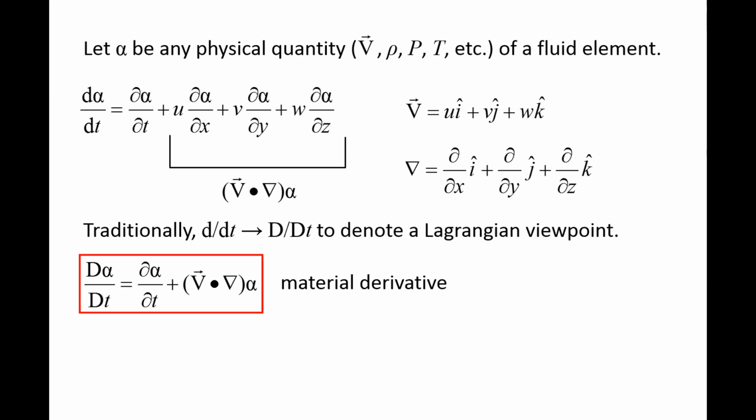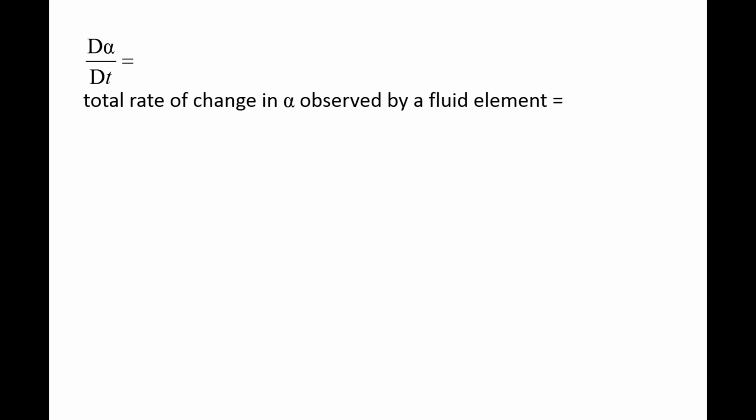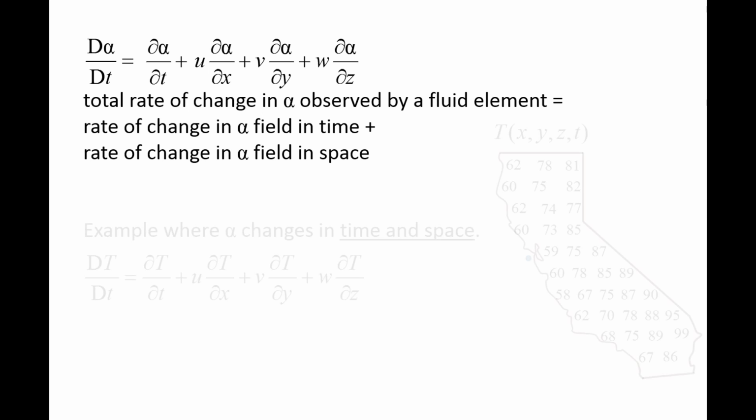We will now discuss the physical interpretation of the terms in the material derivative. d alpha dt is the total rate of change of property alpha as observed by a fluid element. This is equal to the rate of change in the alpha field with respect to time at the fluid element's location, plus the rate of change in the alpha field with respect to space at the fluid element's location.